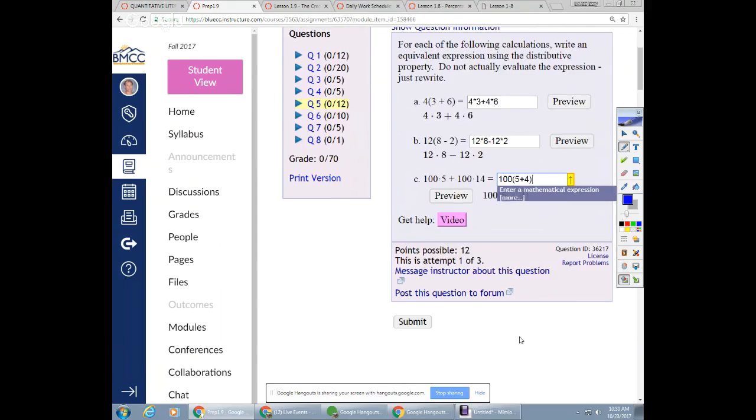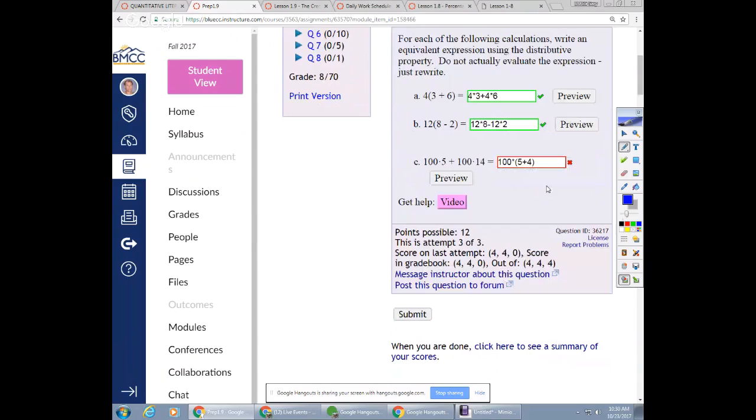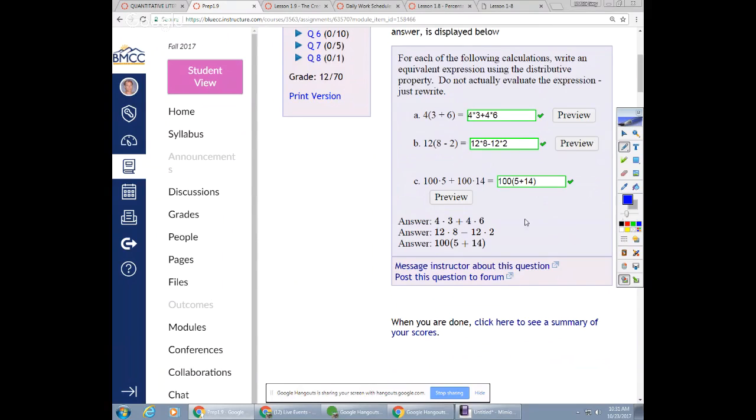Let's see if I get it right. Oh, what? Oh, it probably wants a multiplication symbol there. I bet that's it. Let's see. I don't think it ended up being. It still doesn't like it. It's 14. Oh, it's a 14. I can't read. I probably don't need the times symbol. Submit again. Get it right that time. Okay, and I think the times is probably optional.